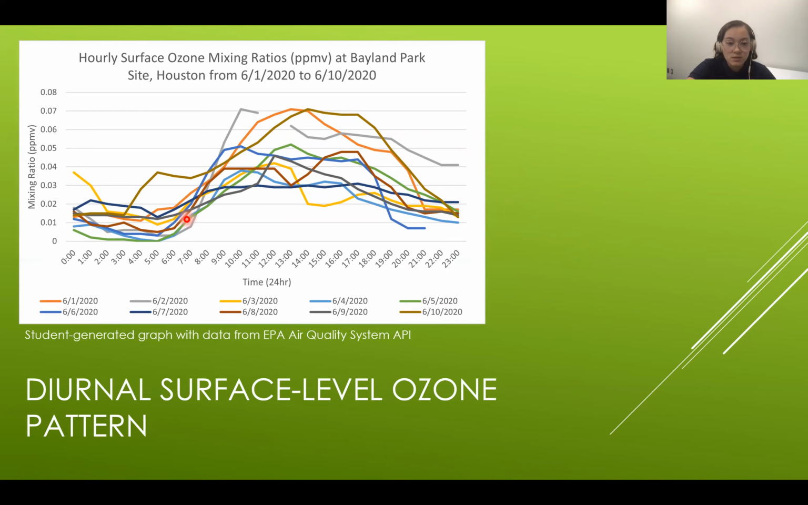I'm also showing you this because one of the pieces of research that I was looking at uses diurnal patterns to cluster together different days of ozone data. So we'll be looking at that momentarily.